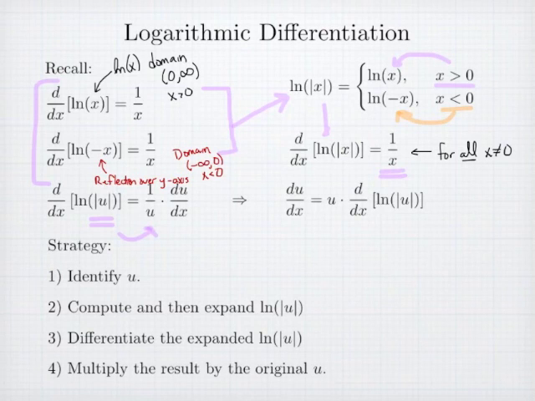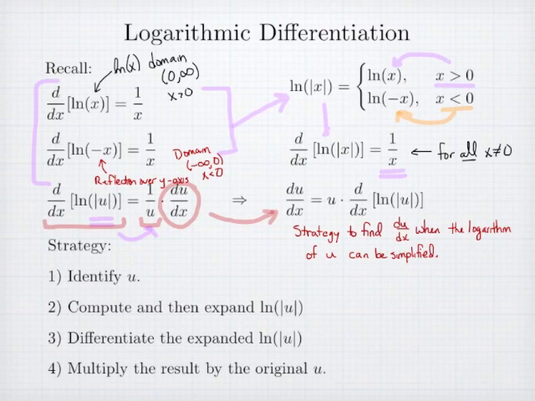Now, let's say I don't know the derivative of u with respect to x. If I can find the derivative of the left-hand side, and I cross-multiply by the u, this leads me to a strategy for finding du dx.